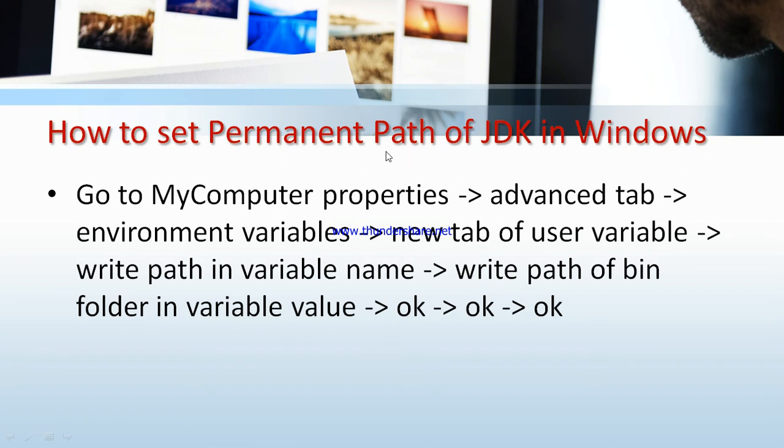If you want to set the permanent path of the JDK in Windows, select My Computer, then Properties, then the Advanced tab, then Environment Variables. It will open a dialog box; click New under user variables. Write path as the variable name. We already installed Java in C: on my computer. Copy that address and paste it here, writing the path of the bin folder in the variable value. Finally click OK, again OK, and again OK. We are going to see the diagrammatic representation, which is very easy to understand.